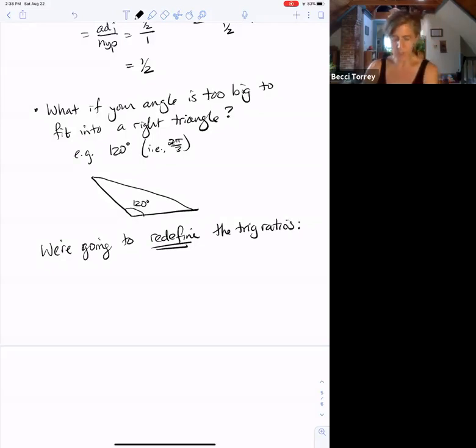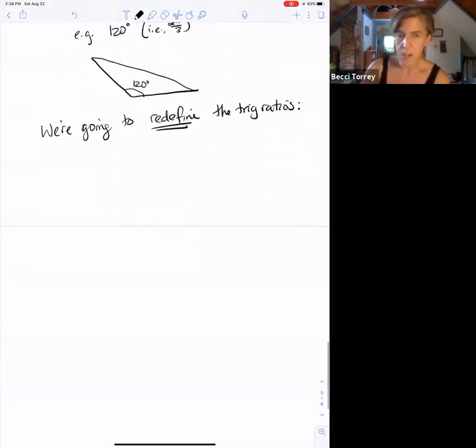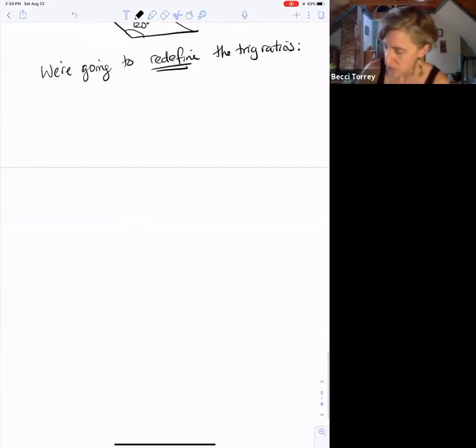How are we going to do this? So first we're going to take our unit circle and we're just going to situate that same right triangle inside of a circle. Okay, I'm going to try again to draw a circle.